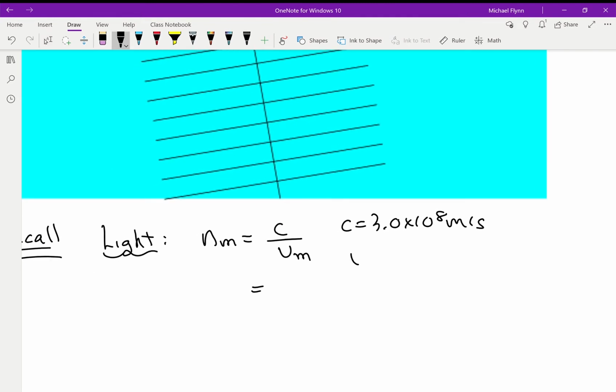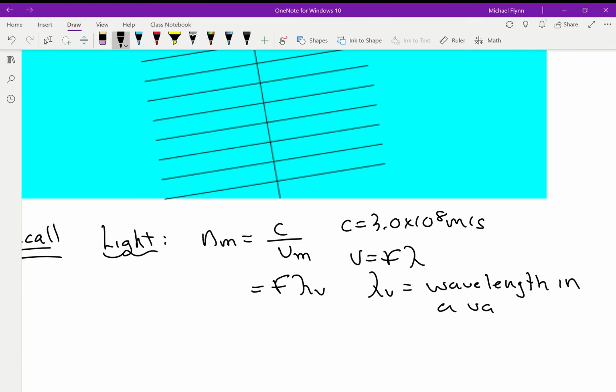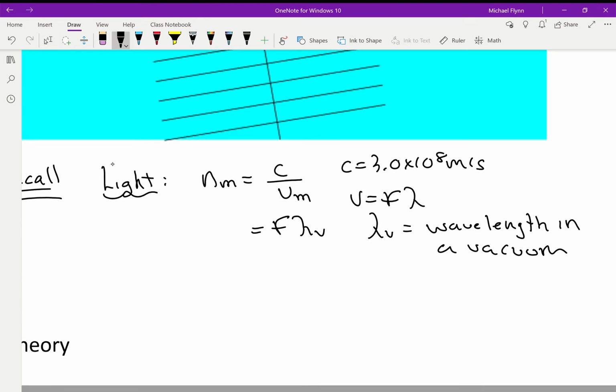I'm going to use the formula v equals f lambda. The frequency does not change when you enter a new medium. So I'm going to write frequency times the wavelength in a vacuum, divided by frequency times the wavelength in the medium. Now those frequencies are going to cancel out because frequencies don't change.